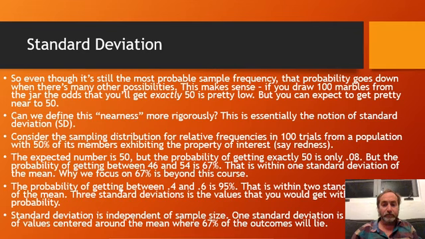Standard deviation is independent of sample size. If the sample was 200, 1 standard deviation is still going to mean the area around the mean, the values centered around the mean, where 67% of the outcomes will lie. 2 standard deviations will mean the range within which 95% of the outcomes will lie.